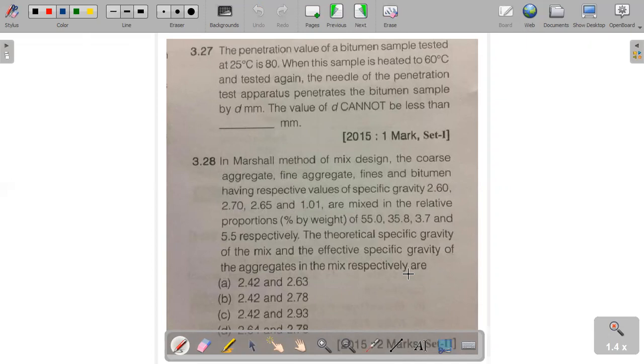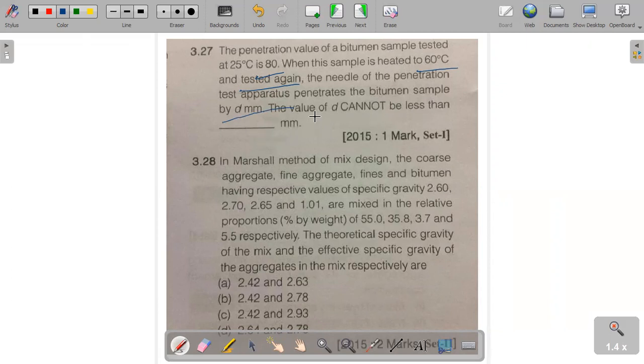So here is the 27th question of GATE 2015. The penetration value of a bitumen sample at 25 degrees Celsius is 80. When the sample is heated at 260 degrees Celsius and tested again, the needle of the penetration test apparatus penetrates the bitumen sample by d mm. The value of d cannot be less than.